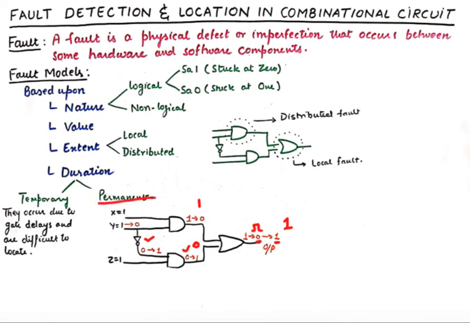And then we have permanent nature of fault models, which are more likely to occur at points where the error will result in a permanently disabled or debilitated output. So these are the fault models. They are based upon different parameters, and you could learn them from the perspective of the theoretical examination.